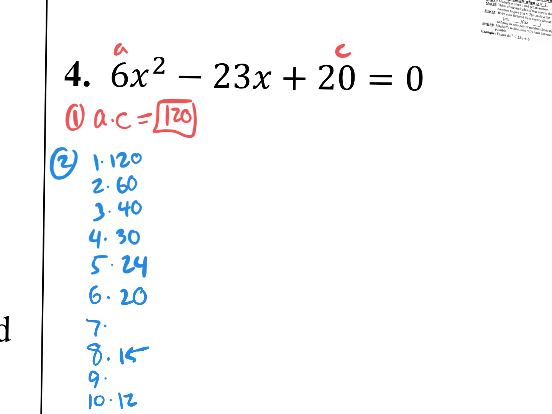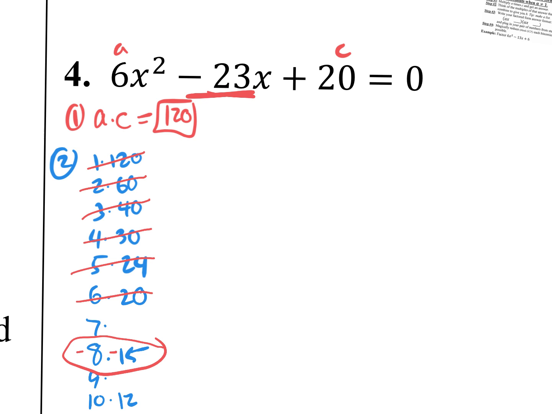If we add 1 and 120, that's 121. That didn't work. That gives us 62. It doesn't work. 43 doesn't work. 34 doesn't work. 29 doesn't work. 26 doesn't work. 8 and 15, that does give us 23, but we want it to be a negative 23, so we have the right numbers, just the wrong signs. Change the signs. That's the pair of numbers that we want for step 2. We move on to step 3.